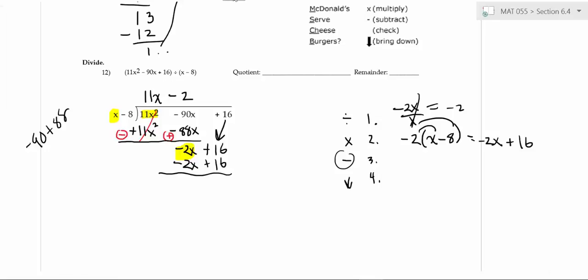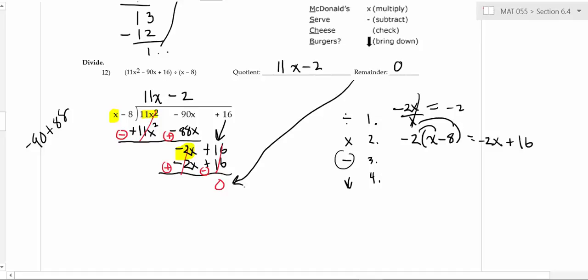Again, what I try to teach you to do, and you don't have to do this if you don't want to, is just change those signs and then add. Okay? Because that's what subtraction is, by the way. It's adding the opposite of the number. So that goes to 0, that goes to 0, then we're done because there's no more numbers to write down. So what we would have as our answer is we would say the quotient is 11x minus 2, and then the remainder is whatever's left over like that. Okay? Does that make any sense?